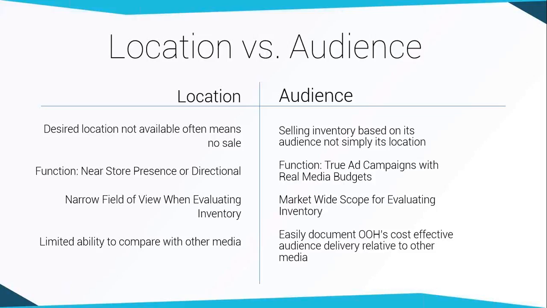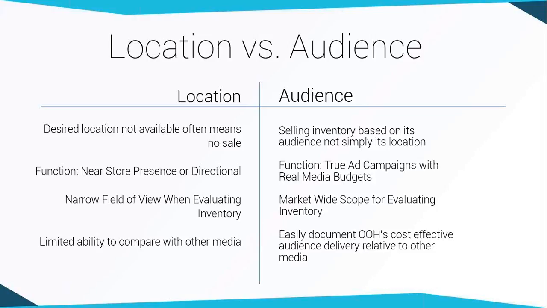So finally here, another distinction between location and audience here is the limited ability to compare with other media. How do you say this location is so good that it's better than the 150 GRPs you're getting from radio? It's sort of a value call. It's a judgment call. It's not easily documented. It's not easily quantifiable. But with ratings, we can now document out-of-home's cost-effective audience delivery relative to other media.